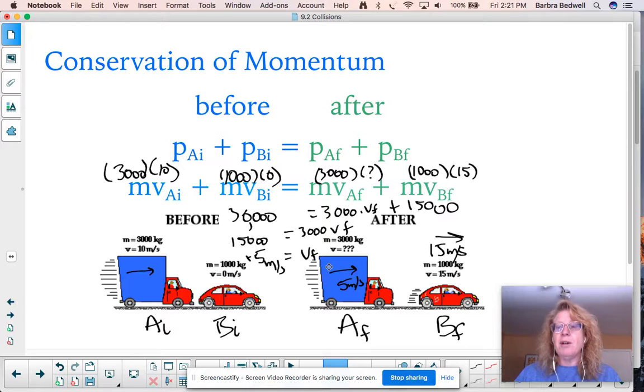So again, our total momentum is the same. Momentum on the left equals momentum on the right. But that momentum has been transferred and sort of rearranged between the two objects. At the beginning of this particular situation, all the momentum was in the truck. And now after the collision, there's some of the momentum in the truck and some in the car. In this case, it's half and half. It doesn't necessarily have to be that way. It just depends on the case.